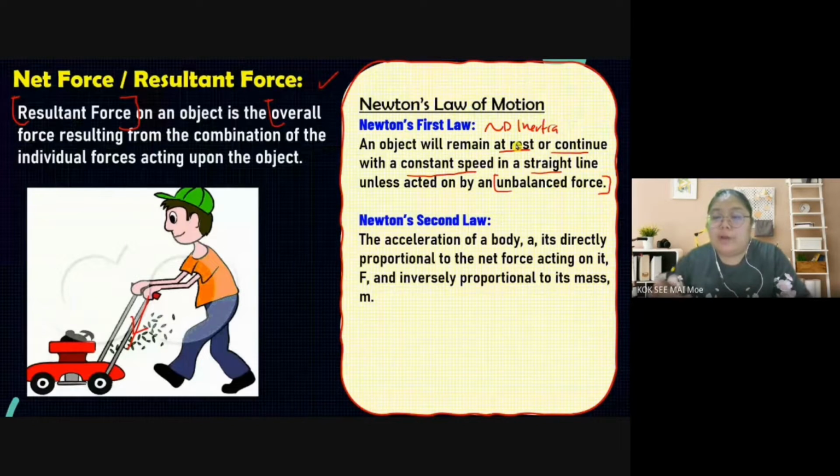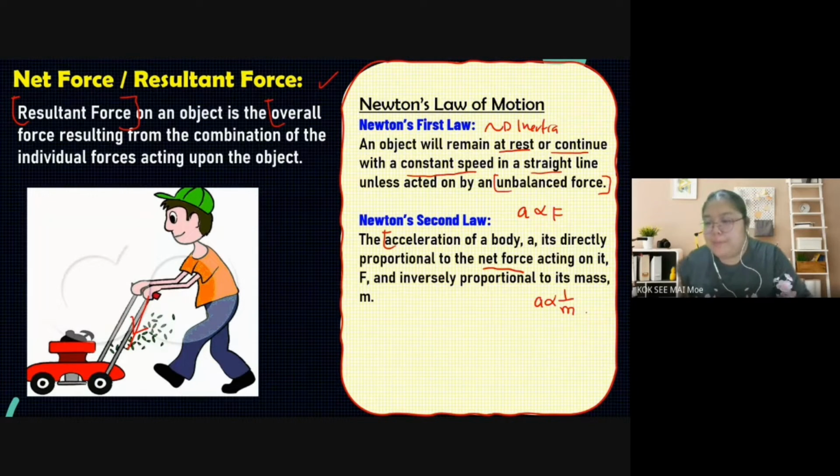Newton's second law is what we learned today. The acceleration of the body, a, is directly proportional to the net force. I mean a is directly proportional with the force, and also inversely proportional to the mass. So we need to write it like this: inversely, I need to put 1 over m.